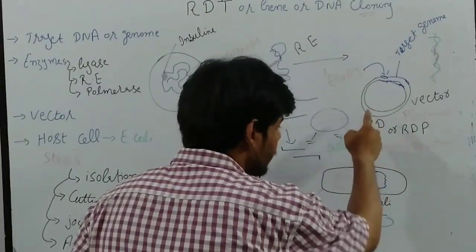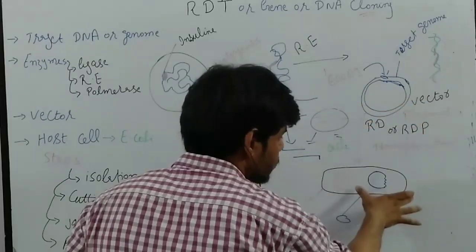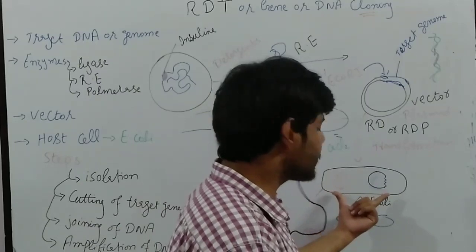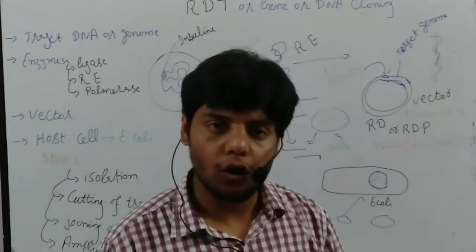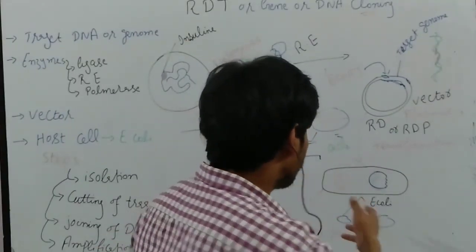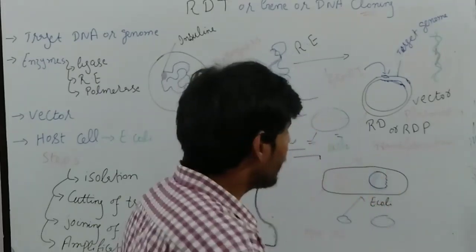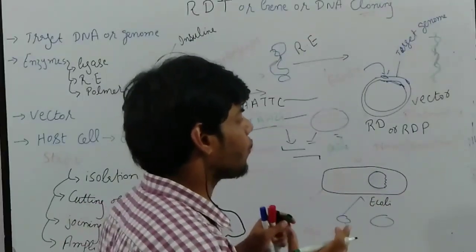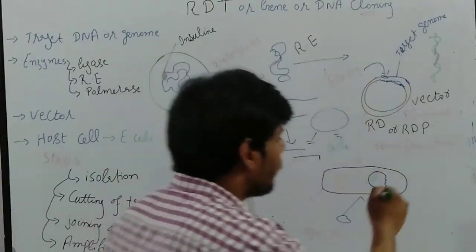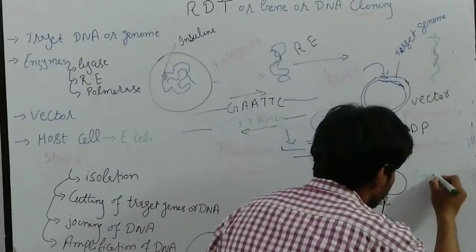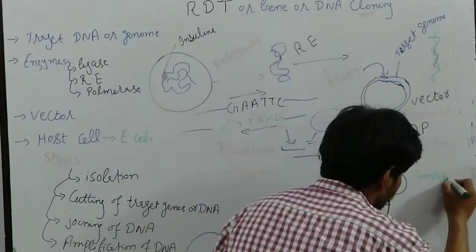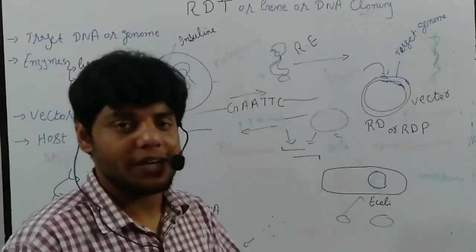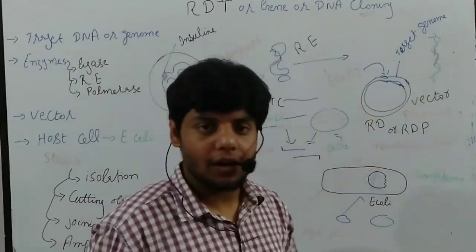we should transfer this vector to the bacterial cell. Now how do we do that? We should treat the bacterial cell with calcium chloride, or we should treat the bacterial cell with electricity. Okay, we call that competency. When the bacterial cell takes up directly or forcefully takes up the vector, we call that competency. So we just influence the competency of the bacterial cell, due to which they can take up the vector.